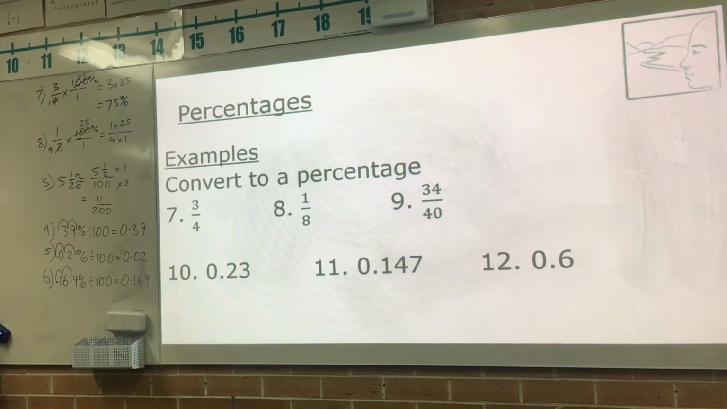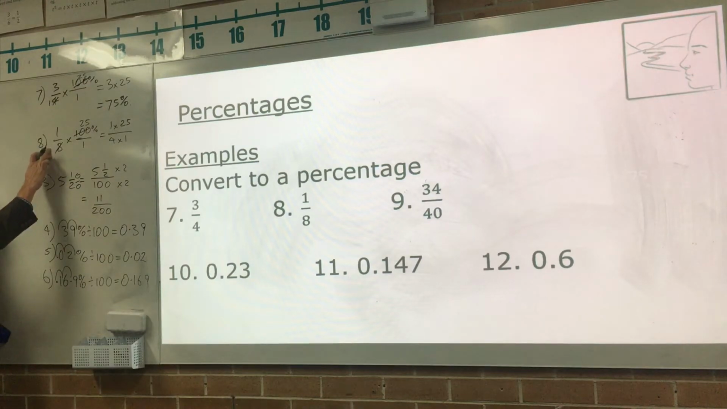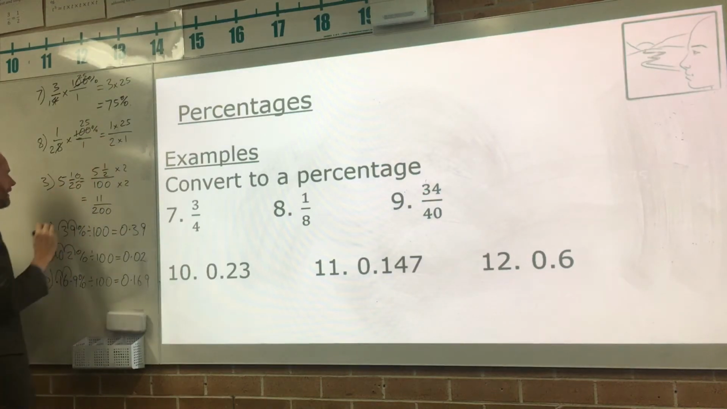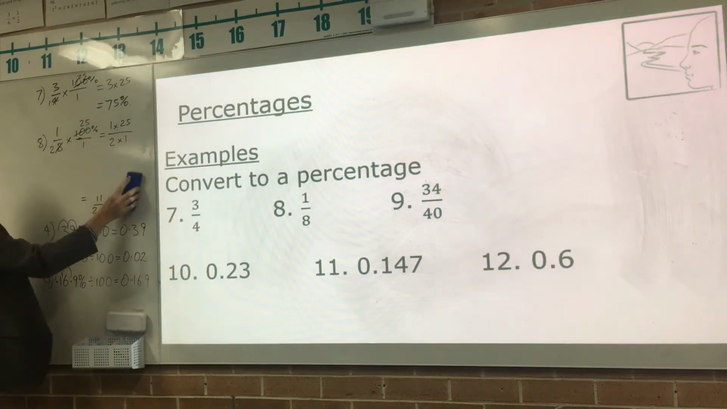All right. Is that right? 25 over 4. Oh, it goes in twice. Yeah. Thank you. Oh, Mr. Clark making mistakes again.